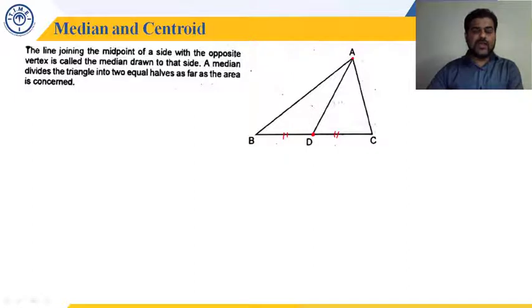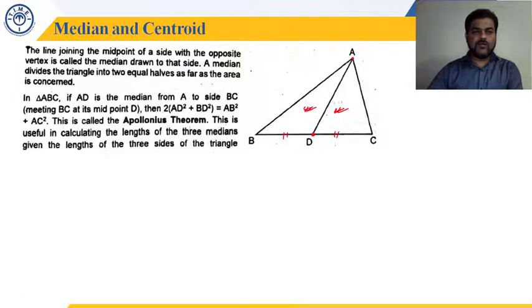If you draw one median in a triangle, it will divide the triangle into two equal parts in terms of area. So these two triangles will have same areas.